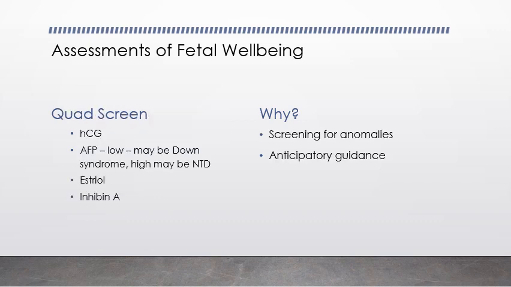And finally, we want to talk about the quad screen, which is the list on the left-hand side of this slide. So an HCG, human chorionic gonadotropin, an alpha fetoprotein, estriol, and inhibin A. And this is done to screen for anomalies and to provide some anticipatory guidance. Specifically, if there's a low AFP, then there may be an increased risk that this baby may have Down syndrome. If there's a high AFP, that infant is at a higher risk for neural tube defects.